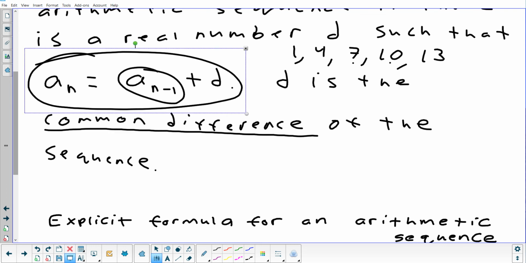Why did we say this type of formula isn't practical? John? It takes too long. Why? Because you have to add all previous terms here. Right. If you want to know the 10,000th term, you've got to find every single term before it. Not that practical. So there is an explicit version of an arithmetic sequence. So this is a formula that you would want to know.